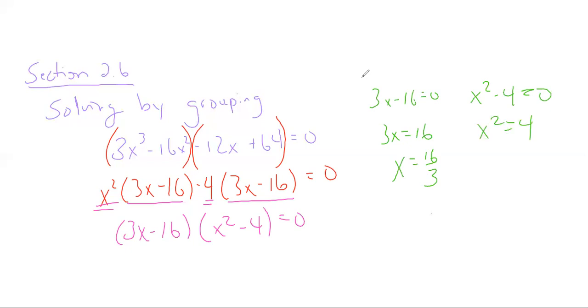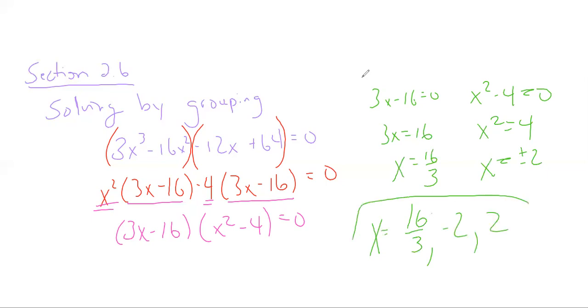Now, on your last quiz, some of you forgot when you take the square root, it's positive and negative. So I get x equals positive or negative 2. So what my roots to this thing are is 16 thirds, negative 2, and 2. And that just took a hard-looking problem and made it look really easy. That's the first type we're going to do.